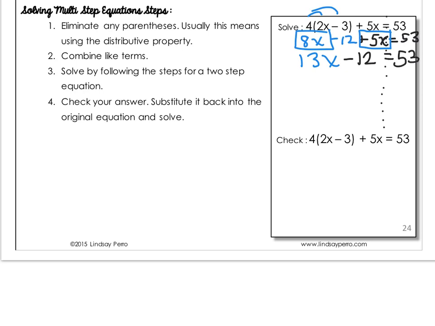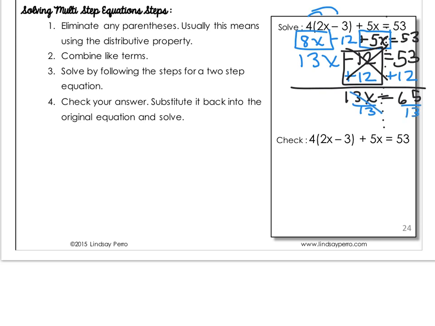Once you get to a two-step equation, you're just going to follow what you did before. So remember, you need to eliminate the constants first. I have a negative 12, so I'm going to do the inverse and add 12 to both sides. And simplify. Negative 12 and positive 12, those will cancel out. And I'm left with 13x equals 53 plus 12, which is 65. Then the inverse of 13 times x, divide by the coefficient of 13. And 13 divided by 13 cancels out, gives you 1, or 1x, equals 5.